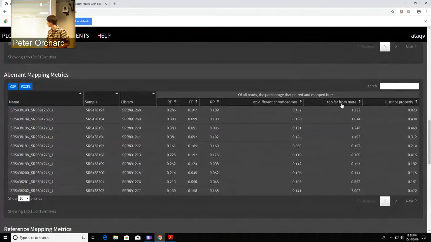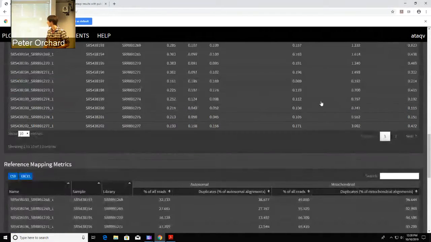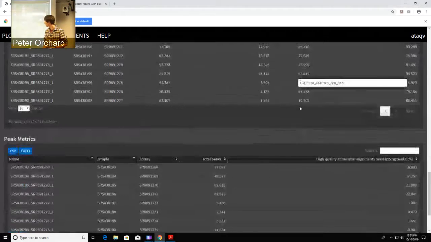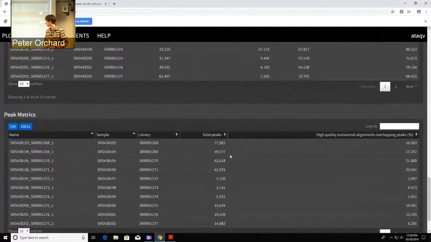a little bit of information on, for the reads that didn't map, why they didn't map, and a breakdown of what percentage of your reads were autosomal or mitochondrial, and for each of those, a breakdown of what the duplication rate is, because the duplication rate is often very different for the mitochondrial reads than it is for autosomal reads. You get a little bit of information about your peak calls as well.